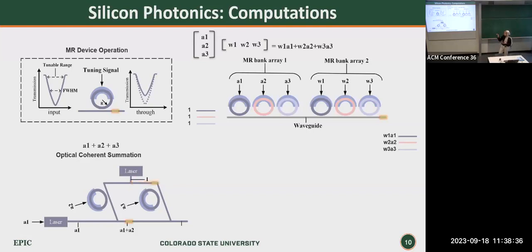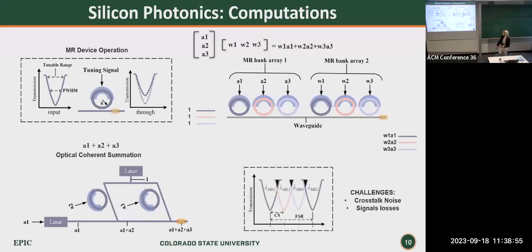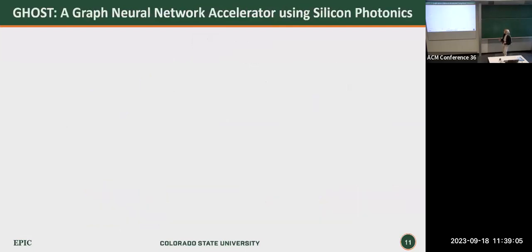Similarly, the second arm will have the value of A3 imprinted onto the optical signal. Again, these optical signals have the same wavelength, so when they meet, they will interfere again, and we will end up with A1 plus A2 plus A3. That's just an example summation. However, there are, of course, challenges in silicon photonics, such as crosstalk noise and signal losses. However, I'll be talking later on about how we mitigate those.